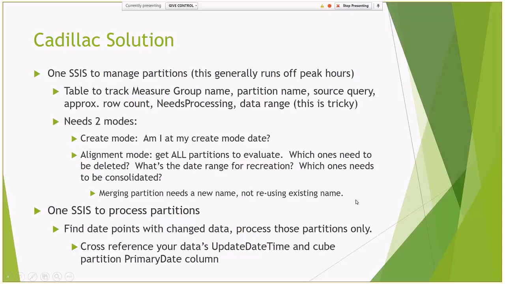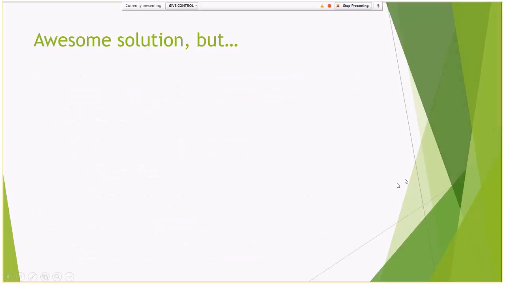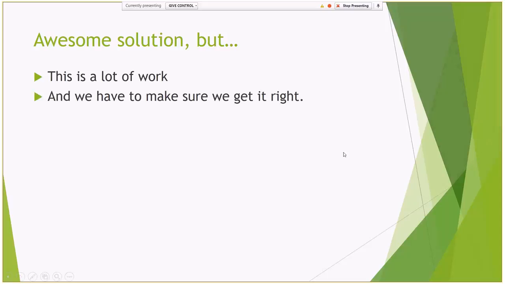So this is what I call my ETL data updated time, versus my cube partition primary date range, which is a date range that I keep tracking in my table. If we can get this to work, it's awesome. It's going to give you the best performance on your query time. It's going to give you the best processing time. It's just a lot of extra work to manage that partition and keep everything straight. It's doable. I know it's doable.